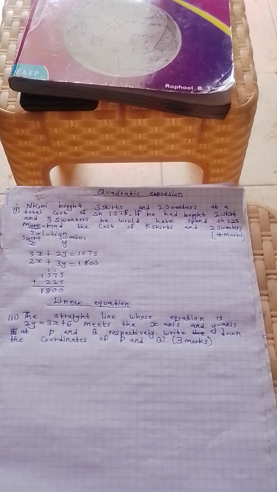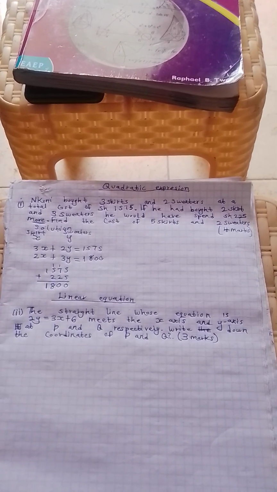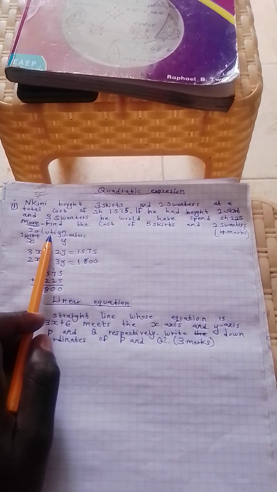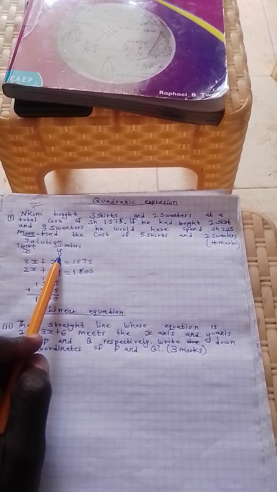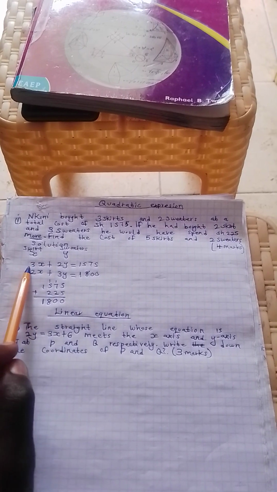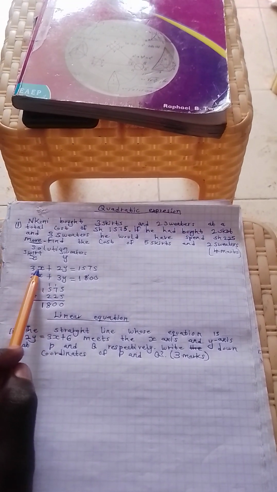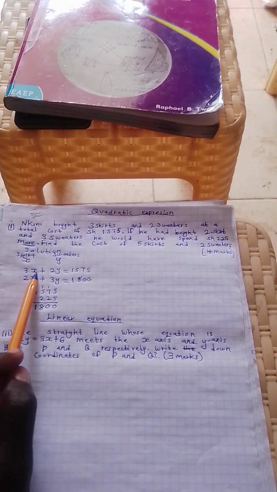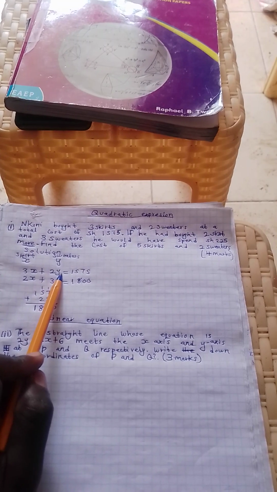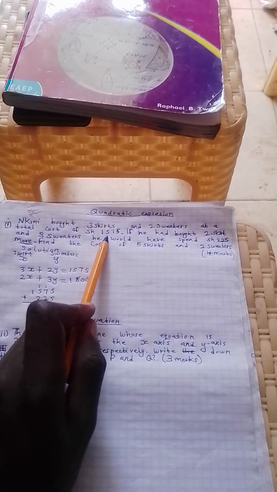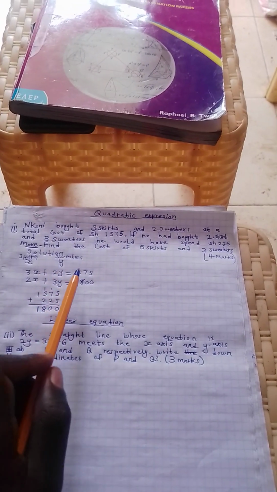Here we have already started, but I will explain everything. So, solution. Let x represent the skirts and y represent the sweaters. Kini bought 3 skirts, represented by x, plus 2 sweaters, which is equal to the total that was given there, 1,575 shillings. That is our total.